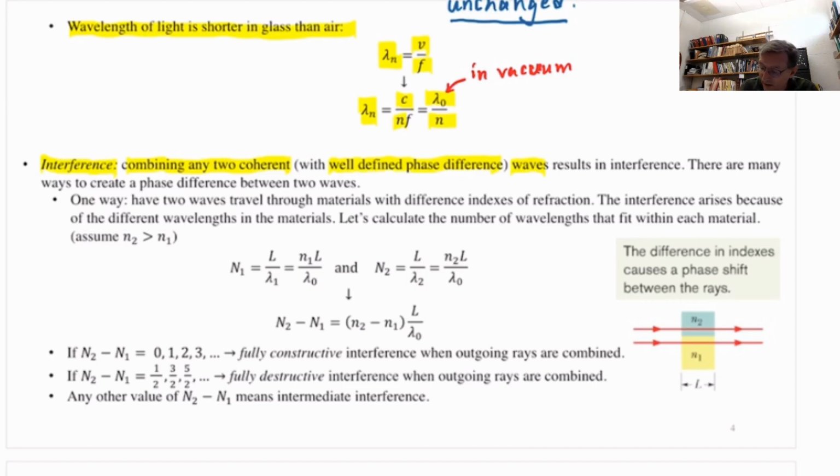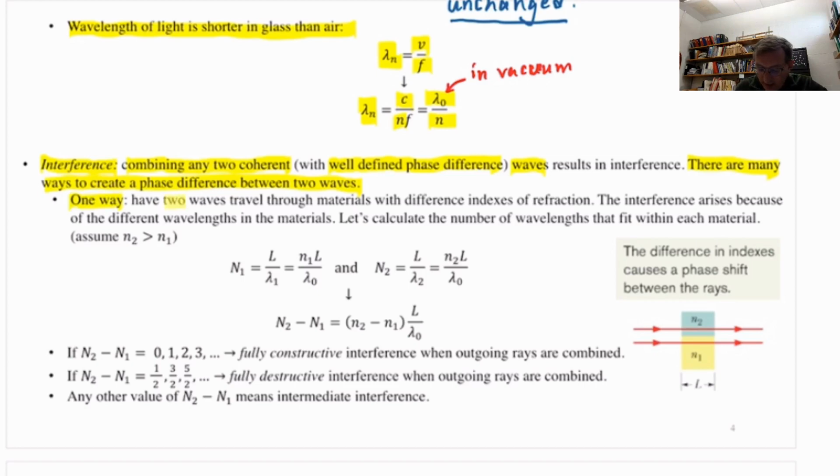And it turns out that there are many ways to create a phase difference between two waves, which is one of the reasons that interference can get a little bit challenging to keep track of, because there are a lot of different geometrical ways to get two waves with a particular phase difference. I'm going to describe to you in this video one particular way in optics. One way to get a phase difference between two waves.